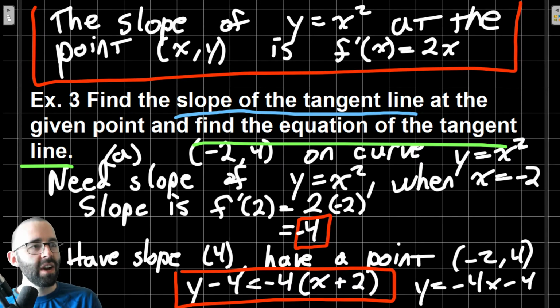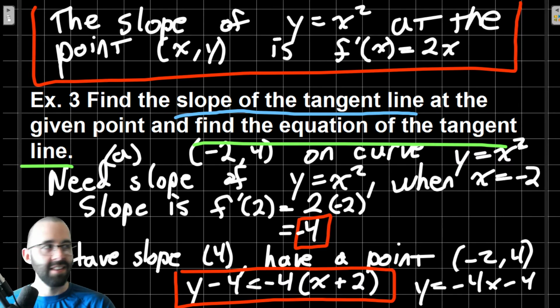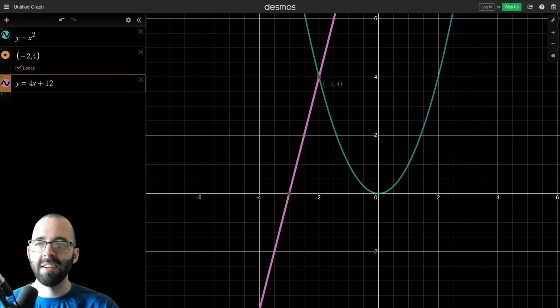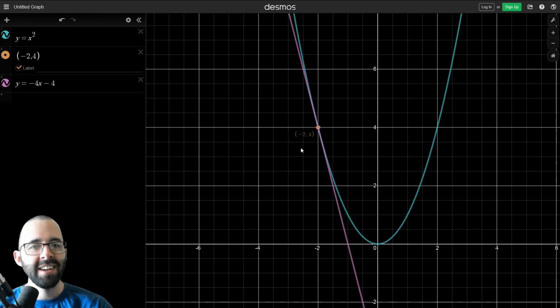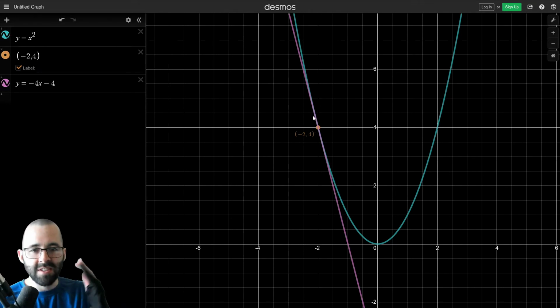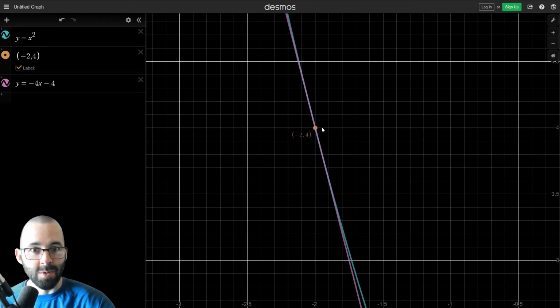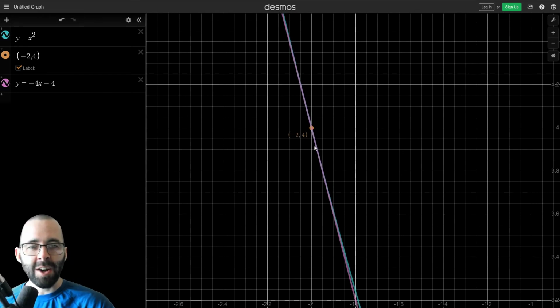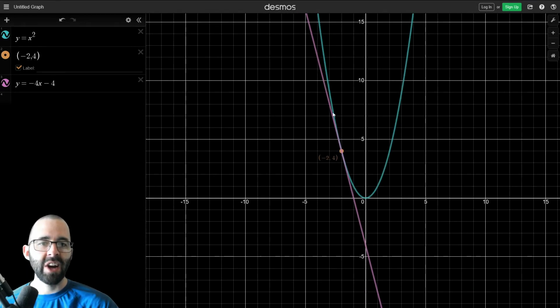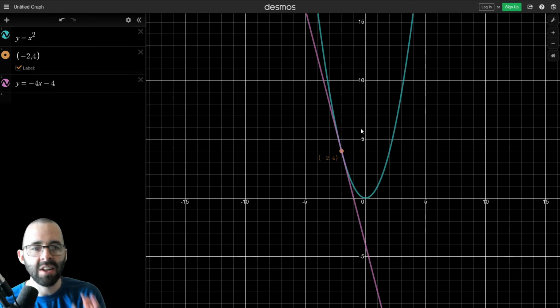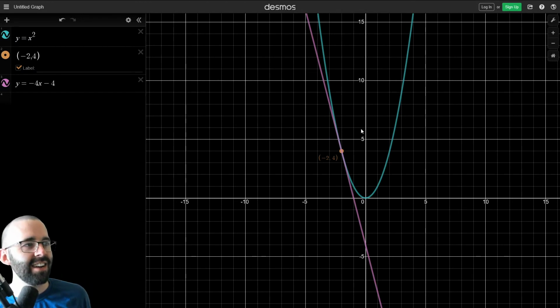And this is why it's so great to check your answers, guys, because you can visually see what's going on, and you can know whether you're correct. Is that not the most beautiful tangent line you've ever seen? Remember, tangent lines are just lines that skim right up next to it. If you really zoom in, they almost look like the same. And if you zoom out, you can see more accurately what's going on.